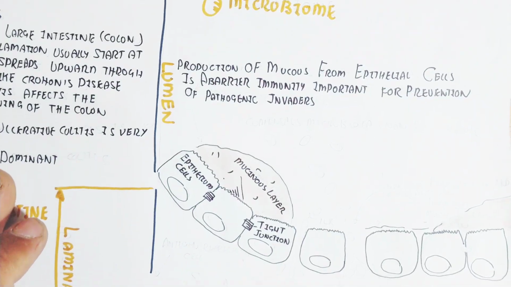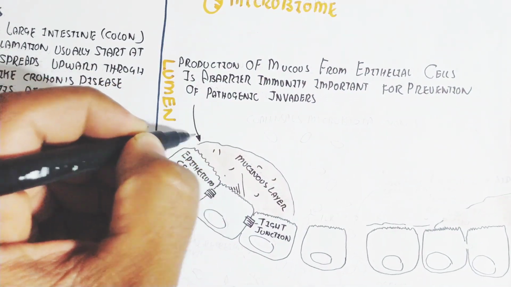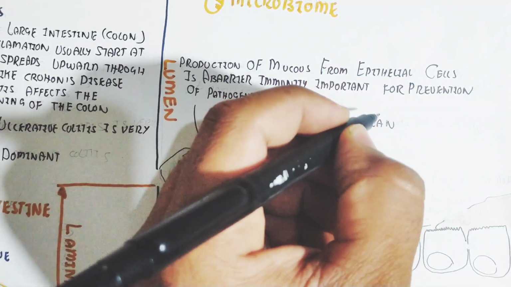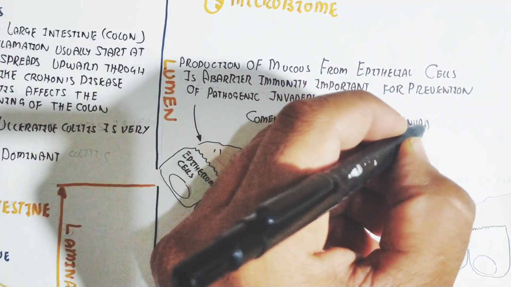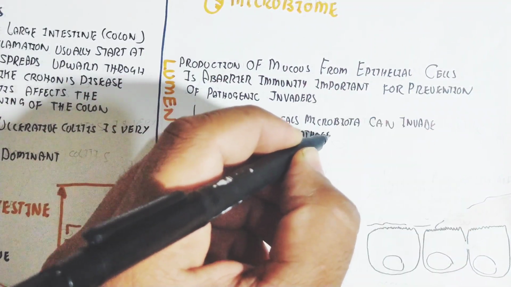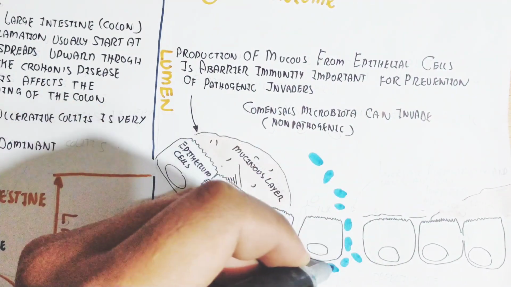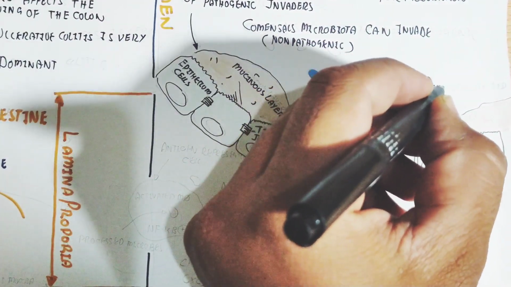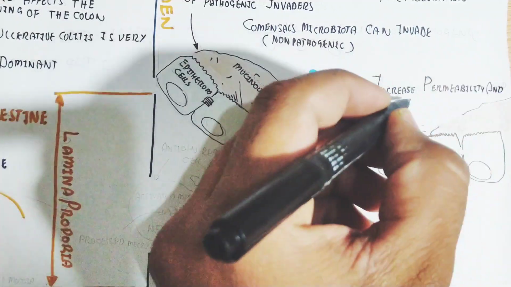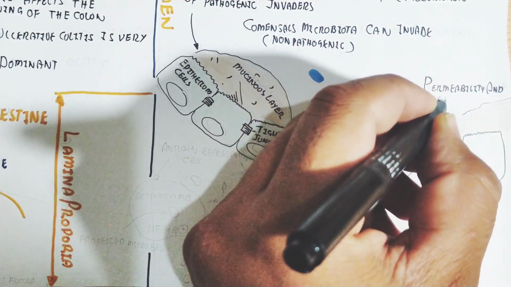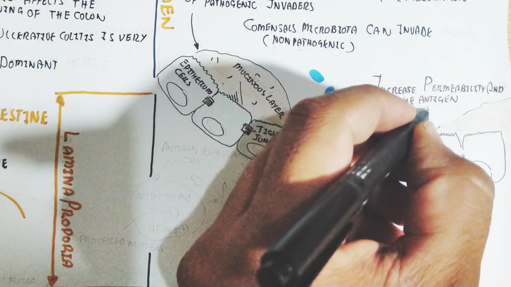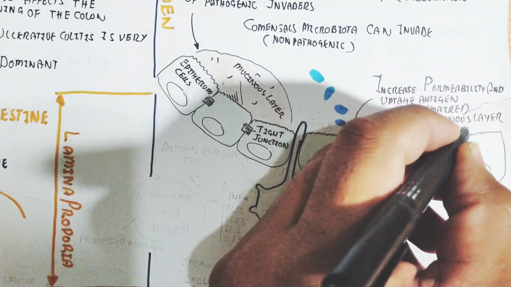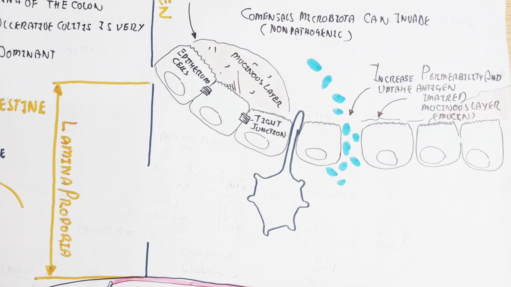Commensal microbiota can invade. Commensal means not harmful but not beneficial, residing in the large intestine and consuming other waste. Whenever the mucinous layer is lost, pathogens can invade. In this way, permeability and antigen uptake increase, and the mucinous layer and mucin are impaired.